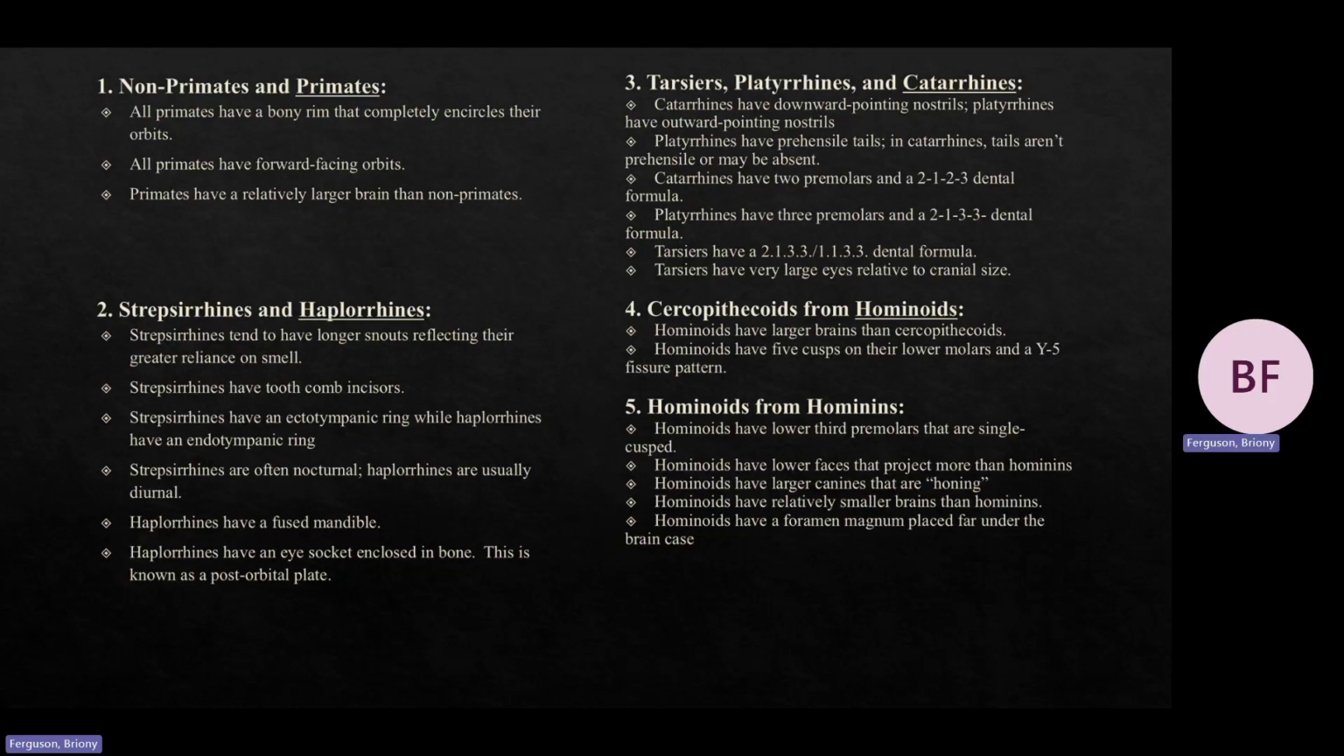So when you're trying to decide if something is a non-primate or a primate, you can tell if they are or not, because all primates have a bony rim that completely encircles their orbits. This is the eye orbital. All primates also have forward-facing orbits. So we have forward-facing eyes. And then we have a relatively large brain compared to non-primates.